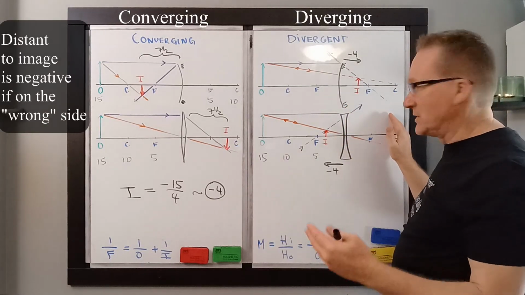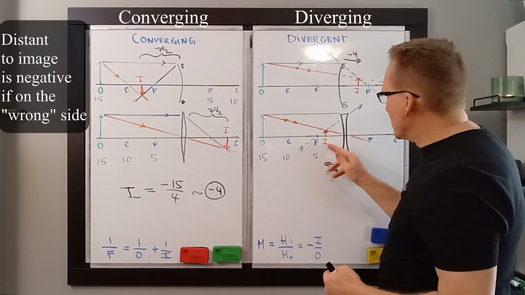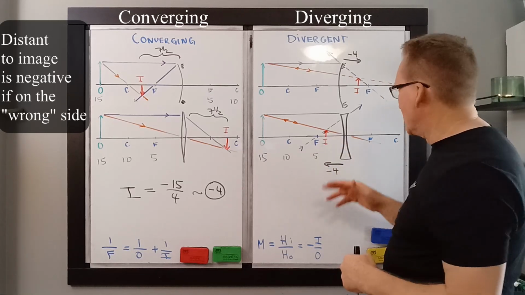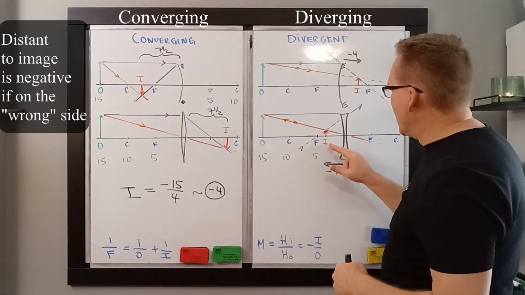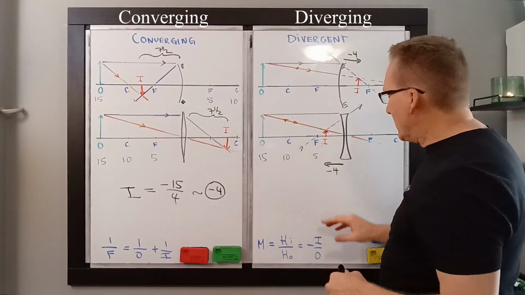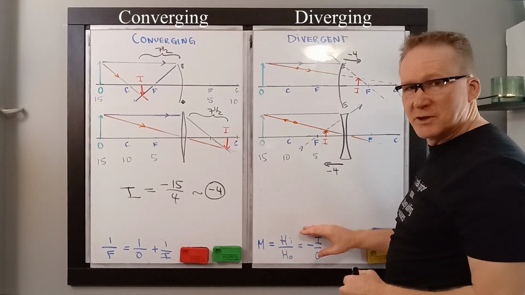You tend to think that they should be, but it's on the wrong side, the wrong side for what we think they should be. So it's a negative distance, and it's also a virtual image. So now let's just do the last thing over here, the magnification.